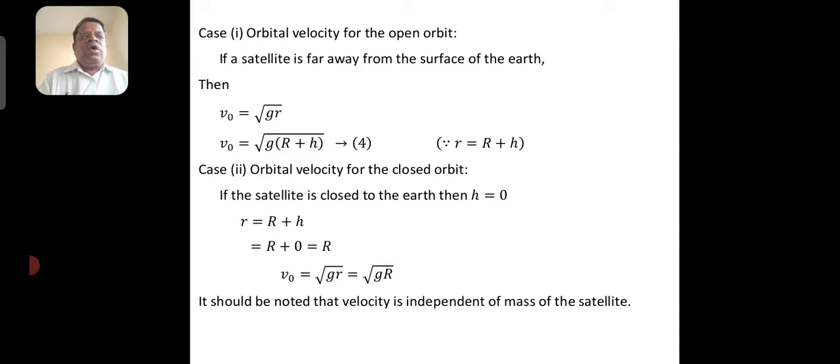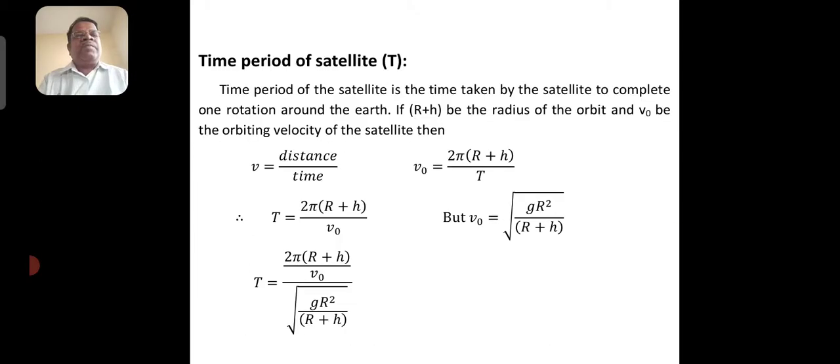Case 2, orbital velocity for the closed orbit. If the satellite is close to the Earth, then h equals 0, small r equals capital R plus h. If we take h equals 0, then small r becomes capital R. That is orbital velocity equals root of g r. That is also equals square root of g into capital R. It should be noted that velocity is independent of the mass of the satellite.